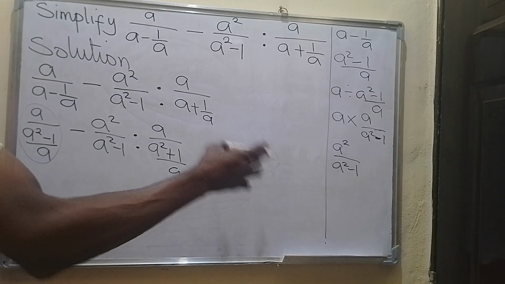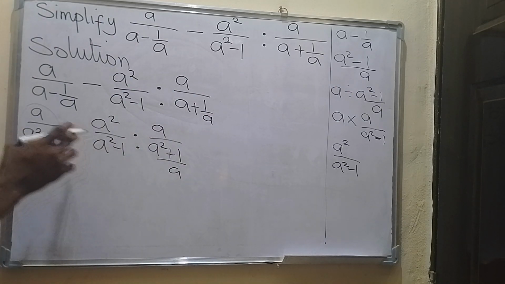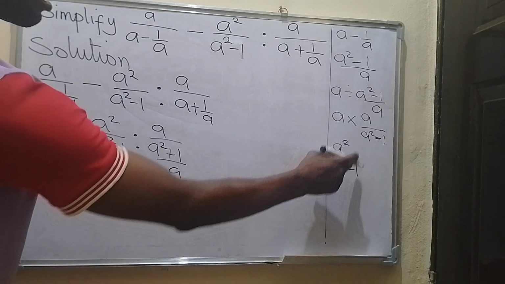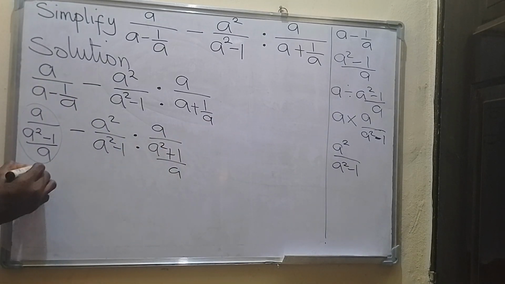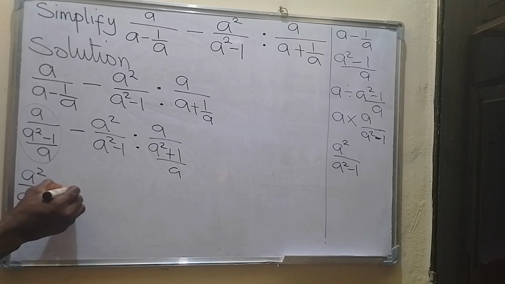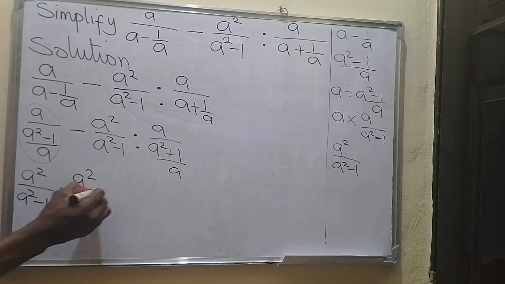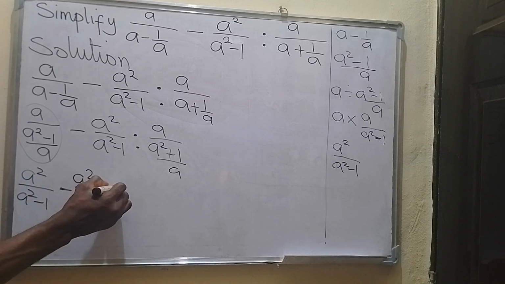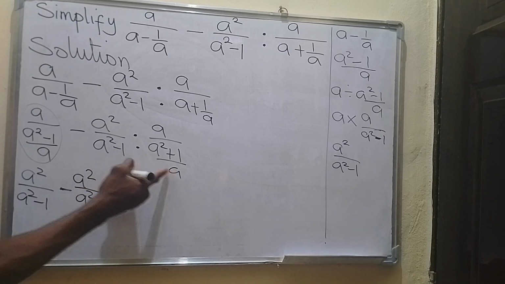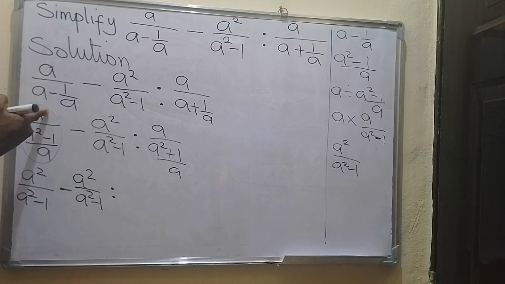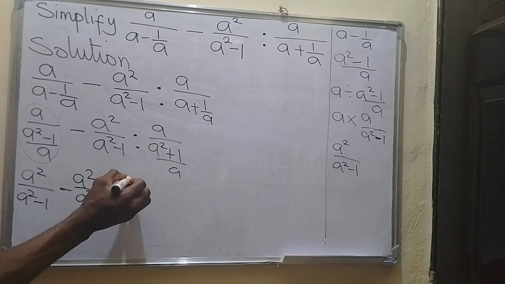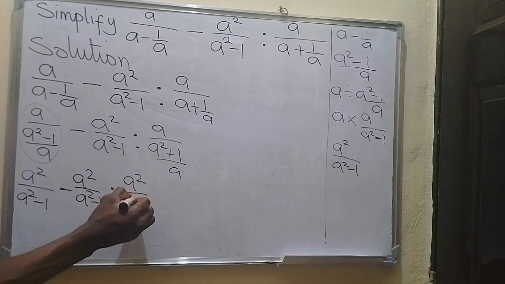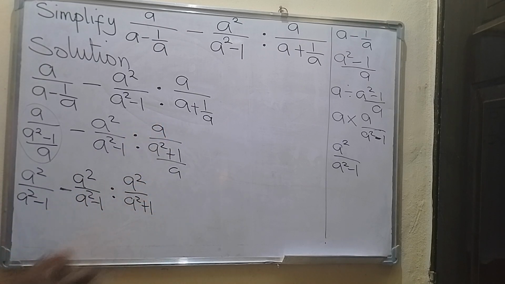So that thing we go put here, for under now. All this thing here now represents this. So we get a squared over a squared minus 1. Then minus a squared over a squared minus 1, ratio. That same thing that happened here, where a multiplies this, now it happens here. So we get a squared over a squared plus 1.